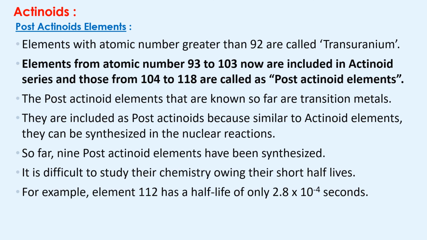Post-actinoid elements that are known so far are transition metals. They are included as post-actinoids because, similar to actinoid elements, they can be synthesized in a nuclear reaction. So far 9 post-actinoid elements have been synthesized. It is difficult to study their chemistry owing to their short lives. For example, element 112 has a half-life of 2.8 × 10^-4 second.